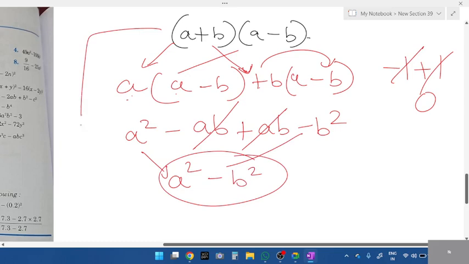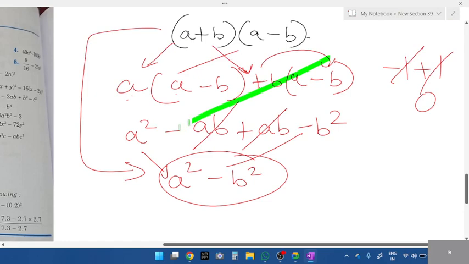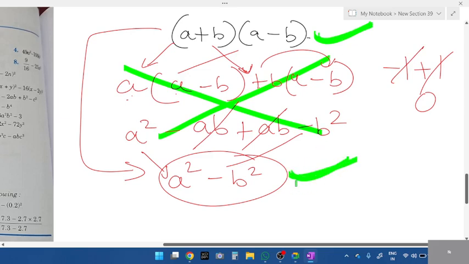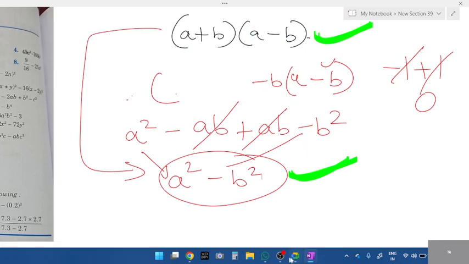So what's the formula for A plus B into A minus B? A square minus B square. You don't have to worry about the calculation part. This is just for you all to understand. Whenever they give A plus B into A minus B, what's the direct answer? A square minus B square. Is this concept clear? Okay. Just make a note of this. Just for explanation purpose, I showed you all.